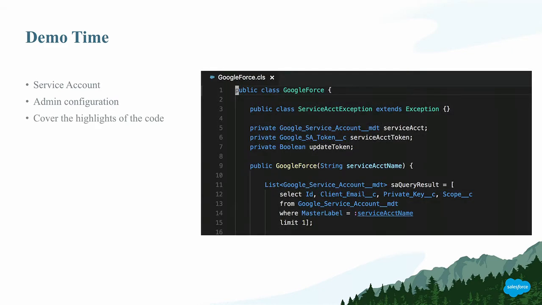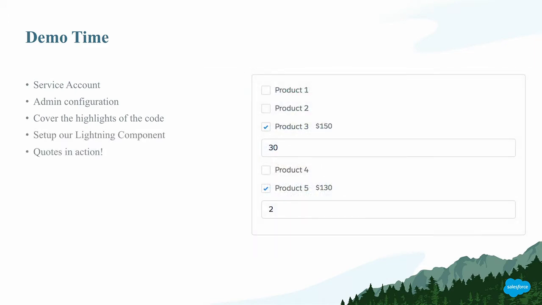Next, we'll cover the code. The code will consist of 2 classes. We'll have our class called GoogleForce, which will be the authentication part for the 2-legged OAuth. And then we'll have GoogleSheets, which will be the class that makes the REST calls for our update. You'll see all this in action on our Lightning page once we put this together.